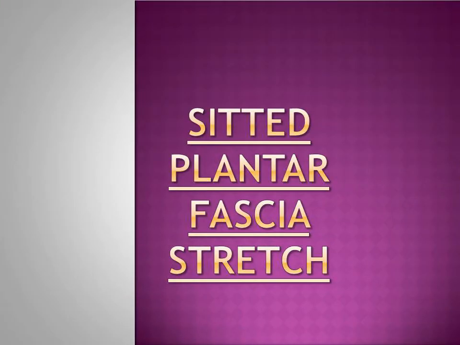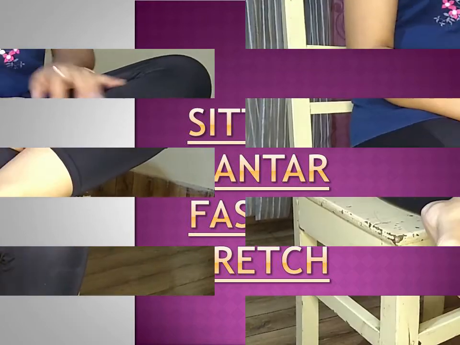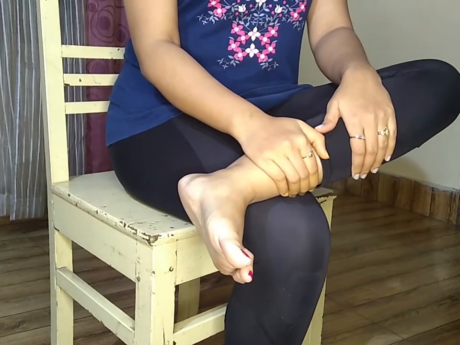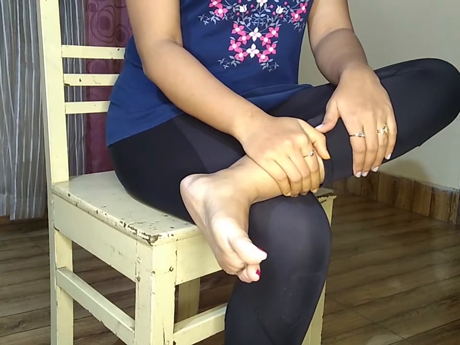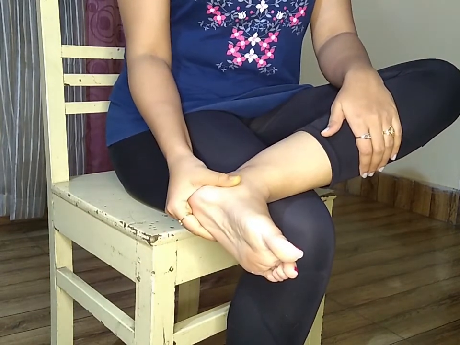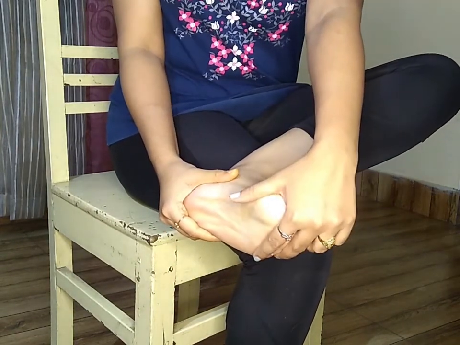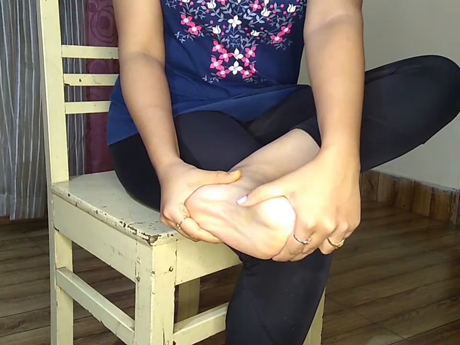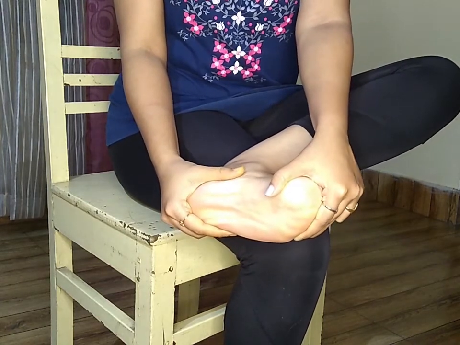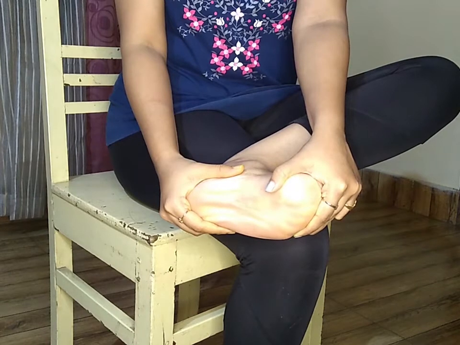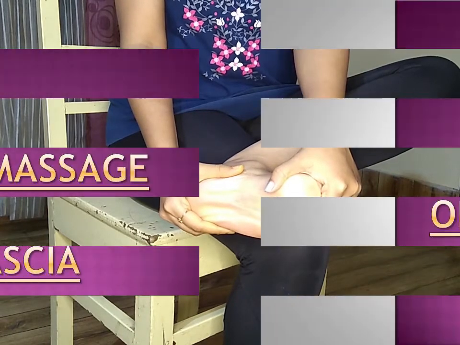Seated plantar fascia stretch. Sit on a chair and cross the injured foot over the other leg. With one hand hold the heel and with the fingers of the other hand hold the base of your toes. Pull the toes back towards the shin until you feel the stretch. Maintain this stretch for 10 to 15 seconds and repeat it 5 times.